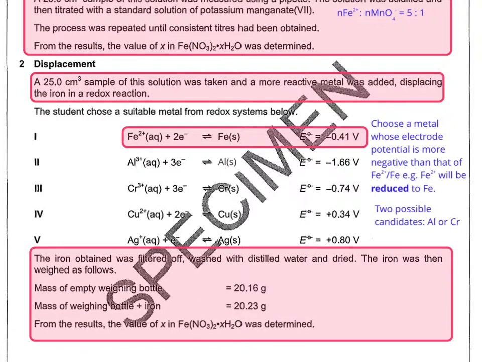So let's go on to the next page and get the work started. The first thing to do is to look at the question, which is asking you to decide on a suitable metal that could be used for the displacement reaction. Now we've already looked at either aluminium or chromium. I'm happy to do aluminium in my answer. So I've chosen aluminium for my first mark. I've used the electrode potential data to justify it for my second mark. Now I need to do an equation.